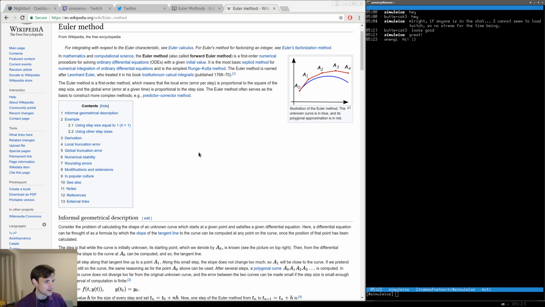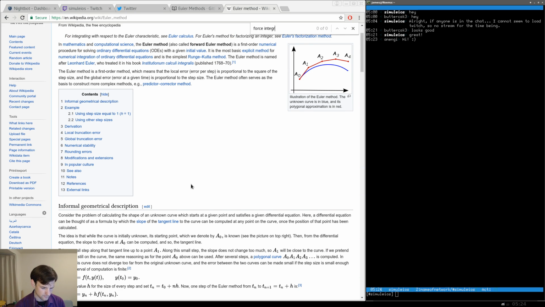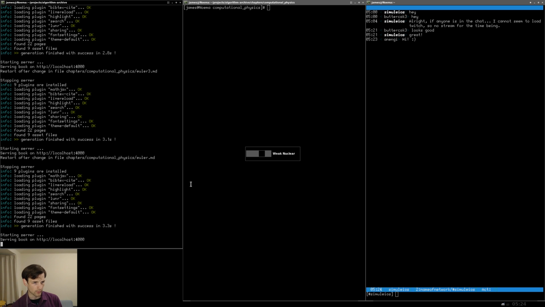Let me see. Euler method. This is a numerical procedure for solving ODEs given an initial value. Can we consider this a force integrator? Maybe not. Yeah, because I think it's just an ODE solver, so I don't think we can put this in the same category. So, we're in the computational physics directory.